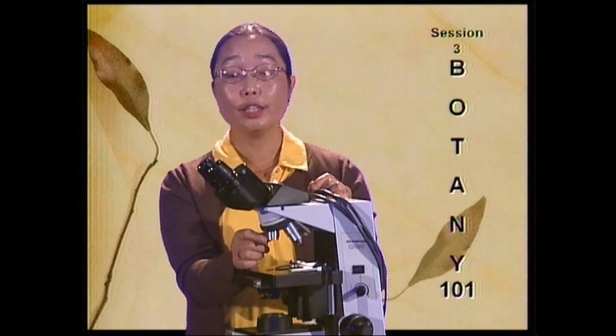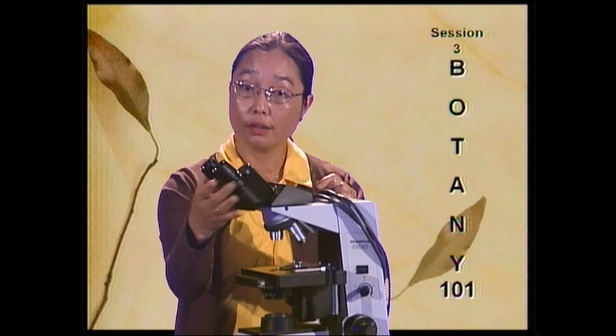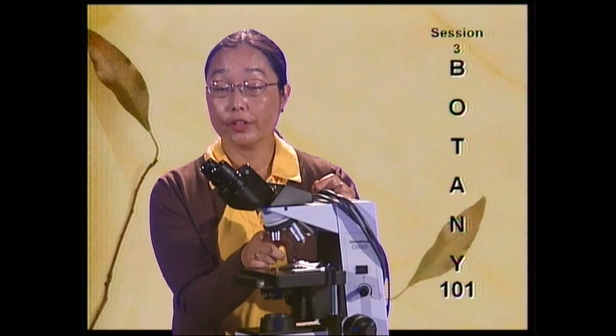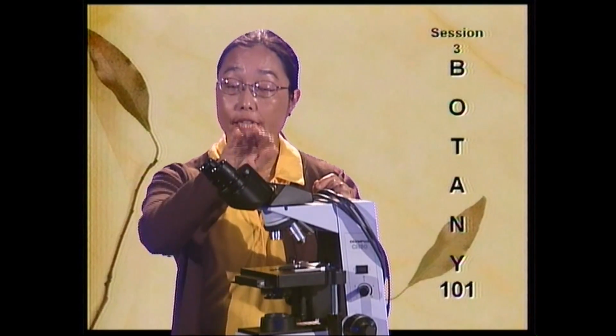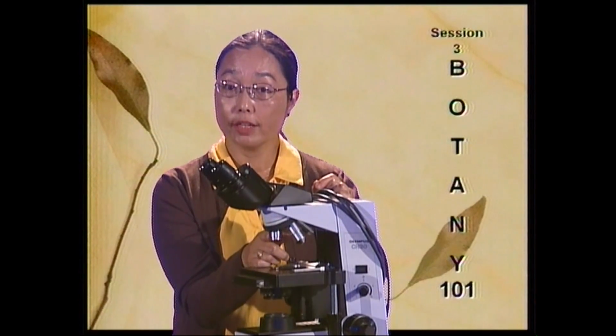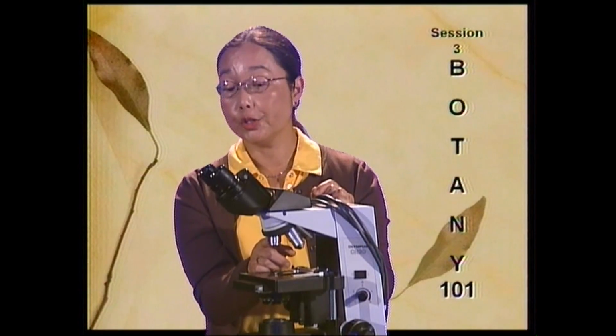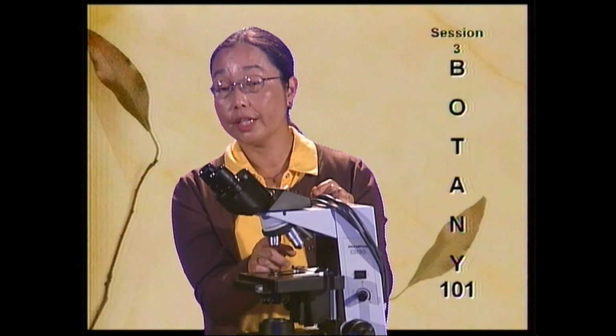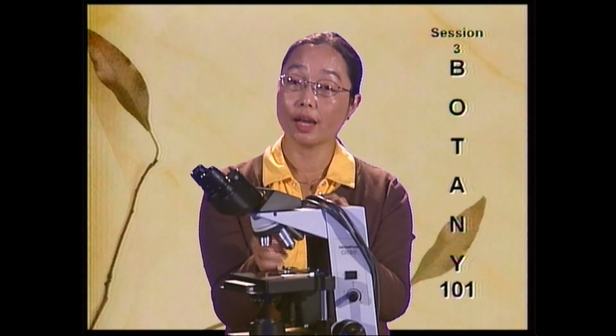So how do you find the total magnification? You multiply the magnification of the ocular lens by the magnification of the objective lens. You have 10 times in the ocular lens and 4 times in the objective lens. So what is the total magnification if you're looking under the microscope using scanning power? Think about it: 10 times, 4 times. Generally you'll have a total magnification of 40 times.